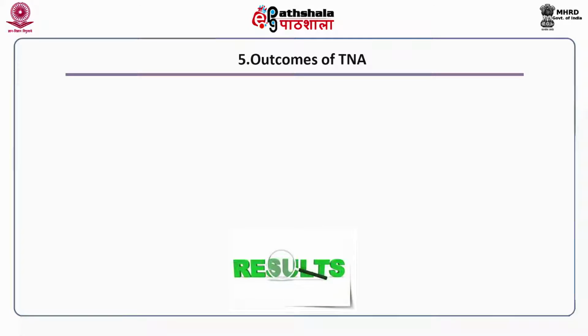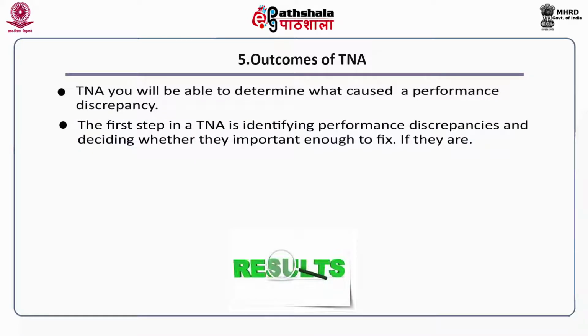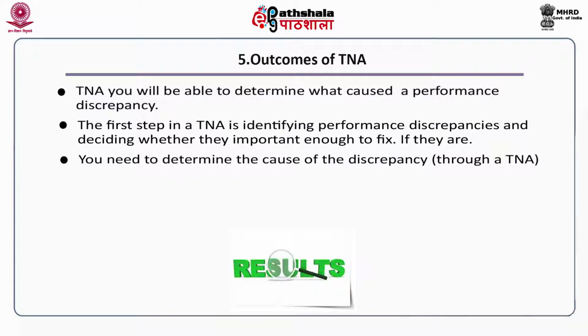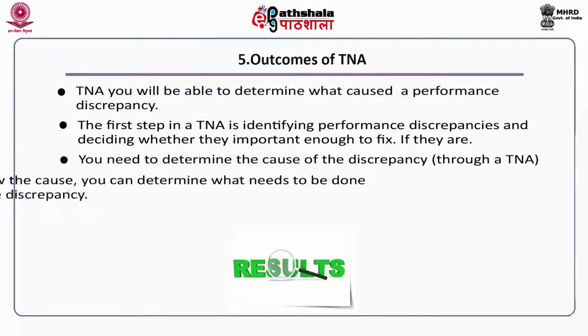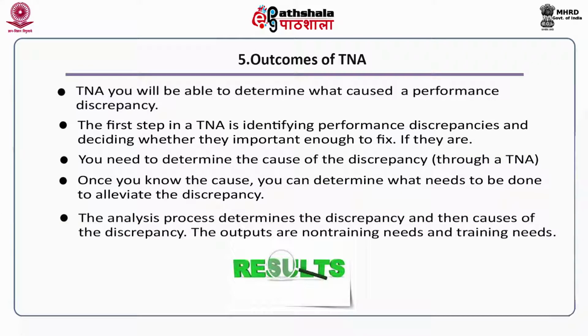Now let us discuss the outcomes of TNA. Training need analysis will help you to determine what caused a performance discrepancy. The first step in a TNA is identifying performance discrepancies and deciding whether they are important to fix or important to ignore. You need to determine the cause of the discrepancy. Once you know the cause, you can determine what needs to be done to alleviate this discrepancy. The analysis process determines the discrepancy and then the causes of the discrepancy.